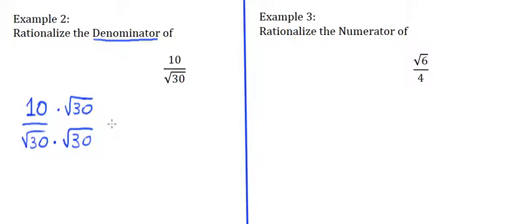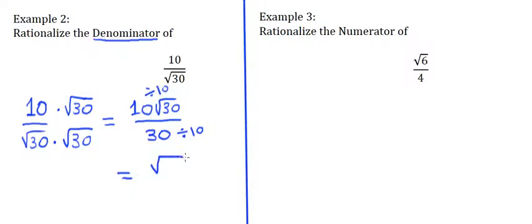Now, this is going to be equal to 10 square root of 30 divided by the square root of 30 times the square root of 30. We have a nice property that says this is just equal to 30. Now step 2 says simplify, so make sure that your answer is in simplified form. 10 and 30 have a common divisor of 10, so in simplified form, 10 divided by 10 is 1. We don't have to write the number 1, we just write the square root of 30. And here 30 divided by 10 is just the number 3.